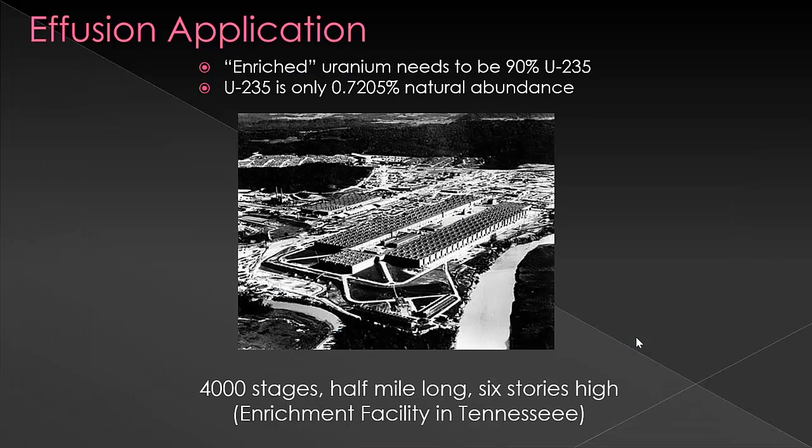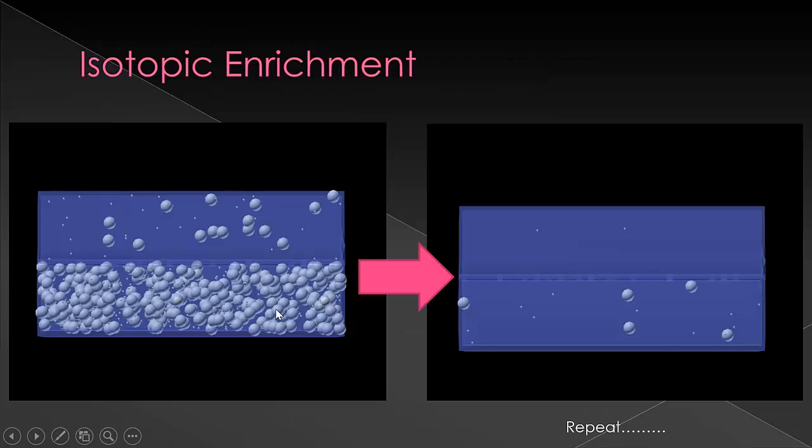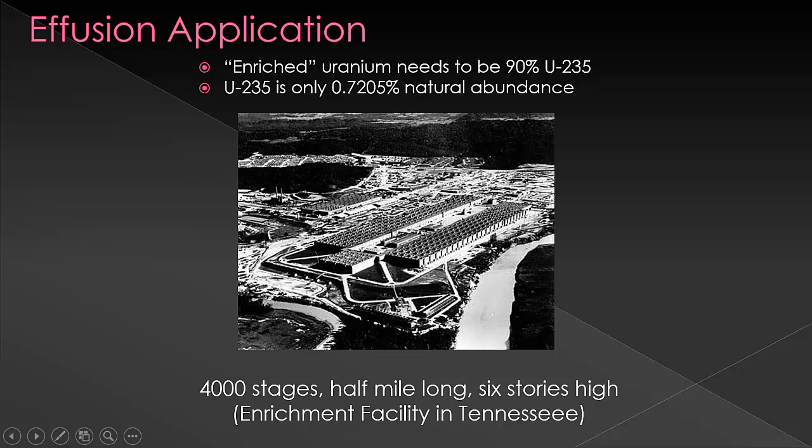So this is an example of this where it's 4,000 stages long. So here I have represented one stage. This is 4,000 stages long, half-mile long, 6 stories high, and this is an enrichment facility that's in Tennessee where they're enriching uranium. And the reason you have to enrich uranium is that 90% of it needs to be U-235. But the problem with that is if you just take a normal sample of uranium, only about 0.7205% of it is actually U-235. So you need to separate out all the other isotopes so that you just get the one that you need for your nuclear power plants.